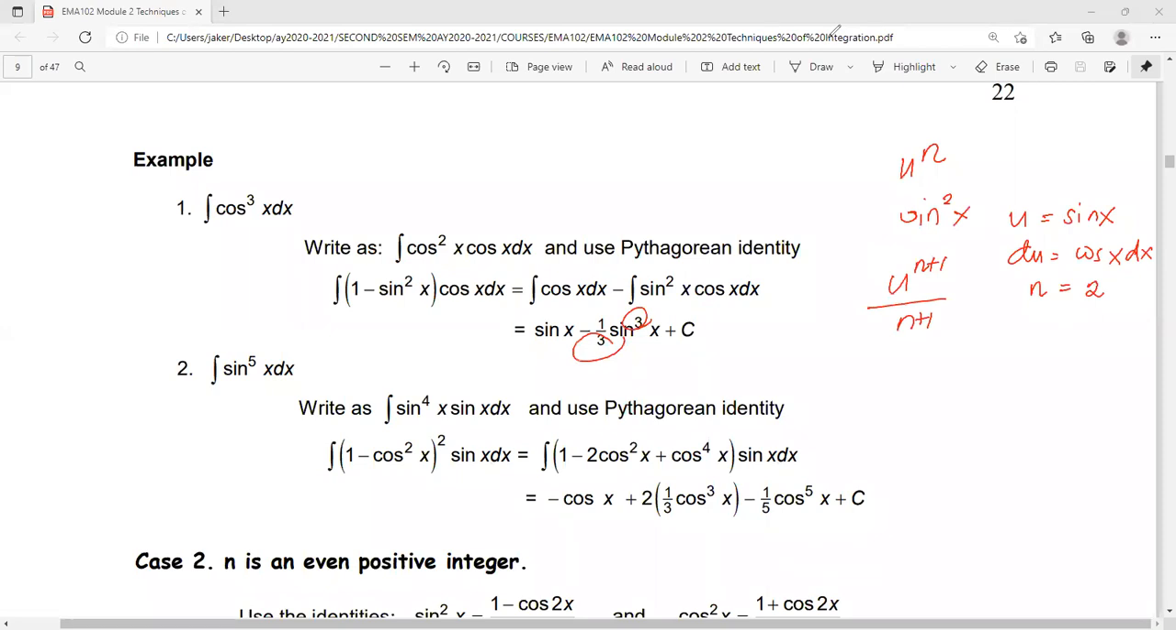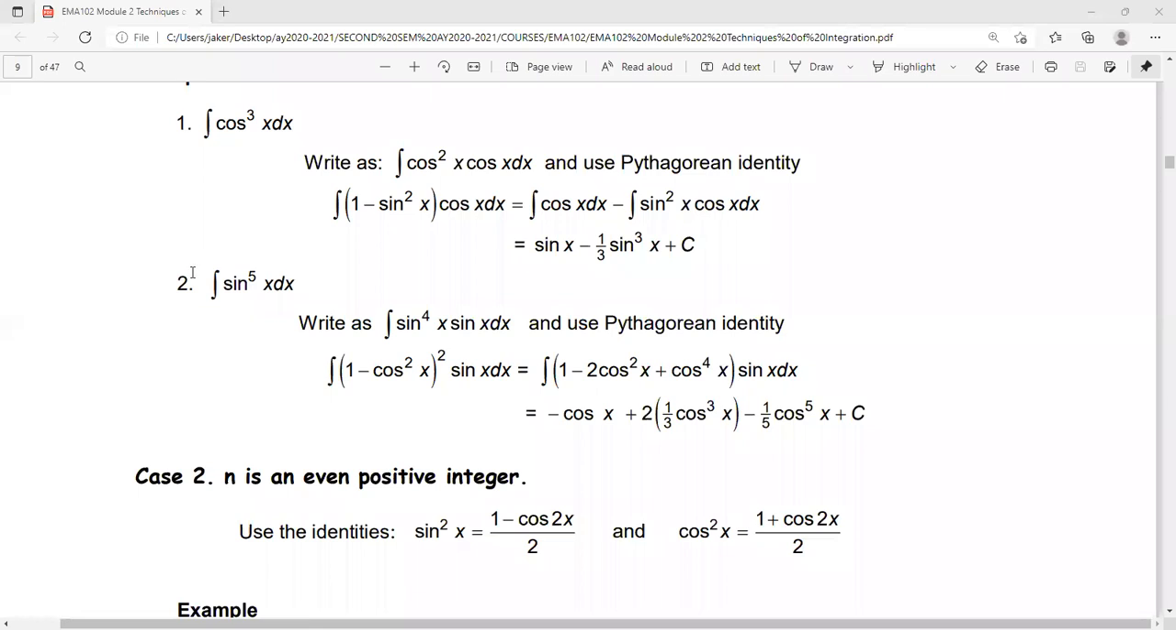Yes, please. Thank you. Okay. Now you apply the principle as well to sample number 2. So you split this sine of x raised to 5. You set aside 1 sine x. And of course, you have here sine x raised to 4 to make it sine x raised to 5. Now, you convert this sine of x raised to 4 to 1 minus cosine squared of x, squared.